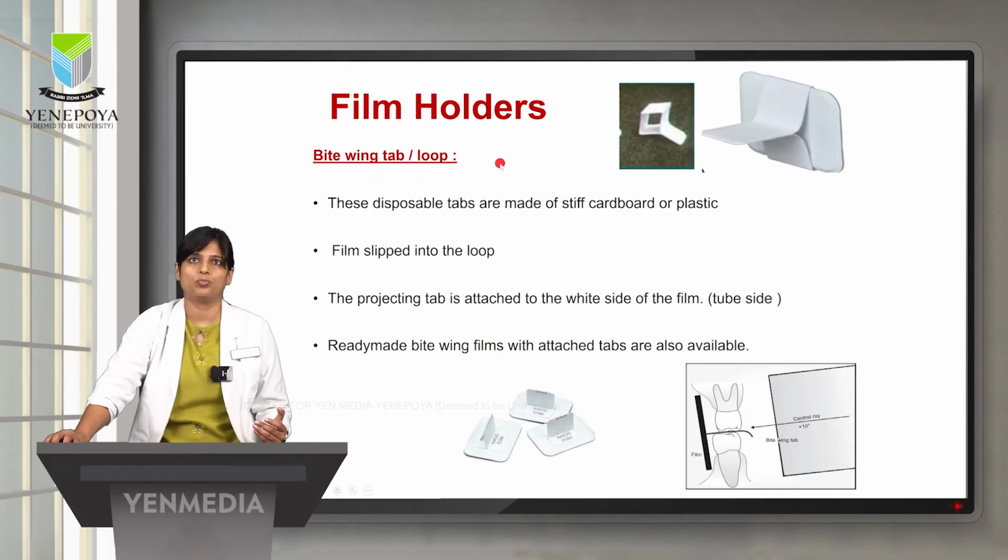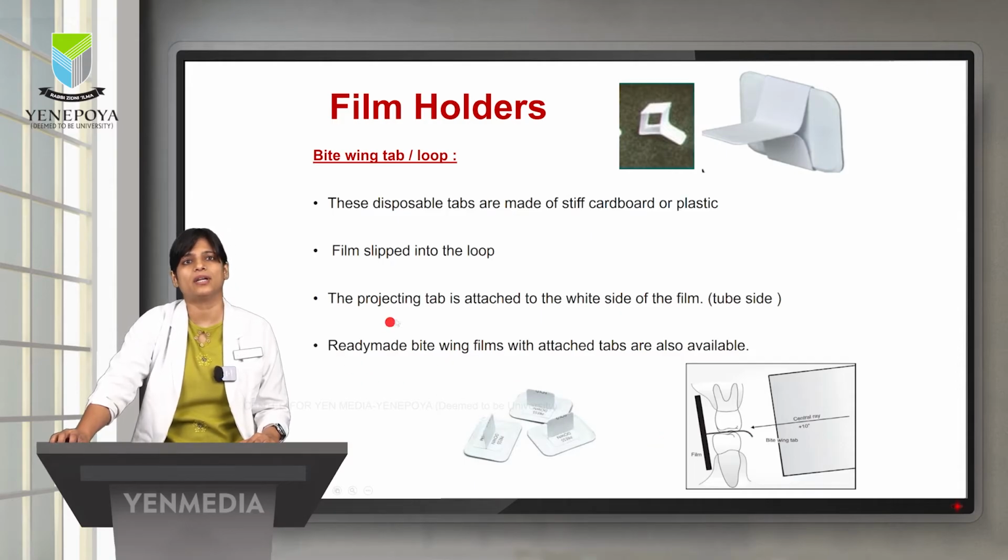The bitewing tab loop is disposable and made of stiff cardboard or plastic, as you can see over here. This is the loop area and this is the tab. The loop is where the film is installed, with the white part of the film facing the tab. The tab is where the patient will bite. As you can see in this image, the film is placed intraorally, and extraorally is where the central X-ray will be coming from.